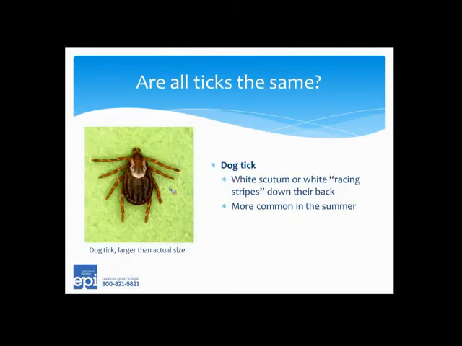So this is a dog tick. Again, how you tell them apart is their scutum, so behind their head. Right here, for a dog tick female, it's going to have this white section on their shield. For a dog tick male, it actually has white racing stripes, so it goes down along their back. But they will always have the white on their back. And dog ticks are more common during the summer. So if you find a large tick during the summer, it is most likely going to be a dog tick.